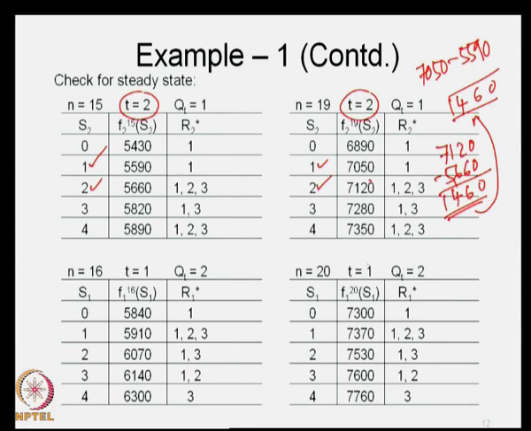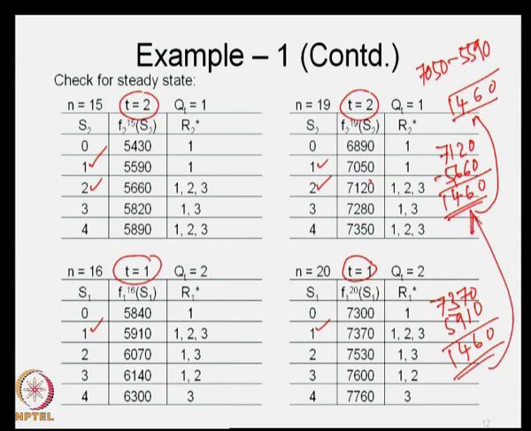Similarly, you come to t is equal to 1. So, t is equal to 1 in year 5 corresponded to n is equal to 20, and t is equal to 1 in the previous year 4 corresponds to n is equal to 16. So, look at these two values now. S 1 is equal to 1, let us say, 7370, I am considering S 1 is equal to 1. For this it is 5910. So, this is 1460. So, this is the same as this 1460.